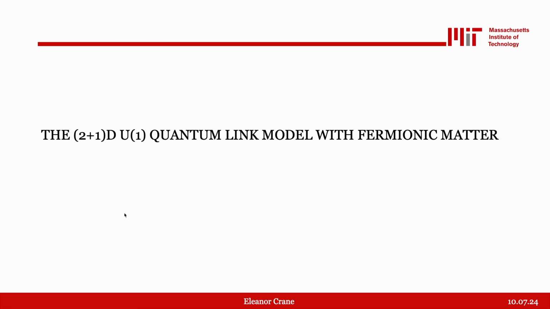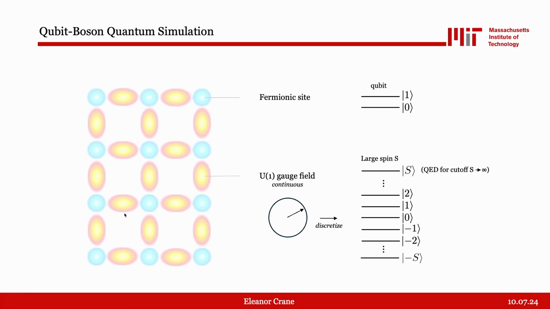Okay, so what about the 2+1D U1 quantum link model with fermionic matter? So this obviously approximates quantum electrodynamics in the limit of large, infinite cutoff. And if we want to map this to qubits, and maybe this is the wrong audience to be talking to you about the fully qubit version, but if we want to map this to qubits, then we need a number of qubits which is logarithmic in this cutoff.